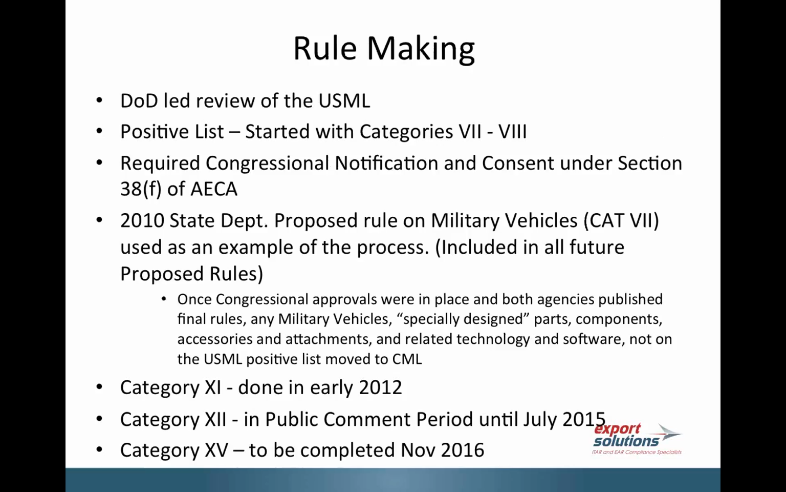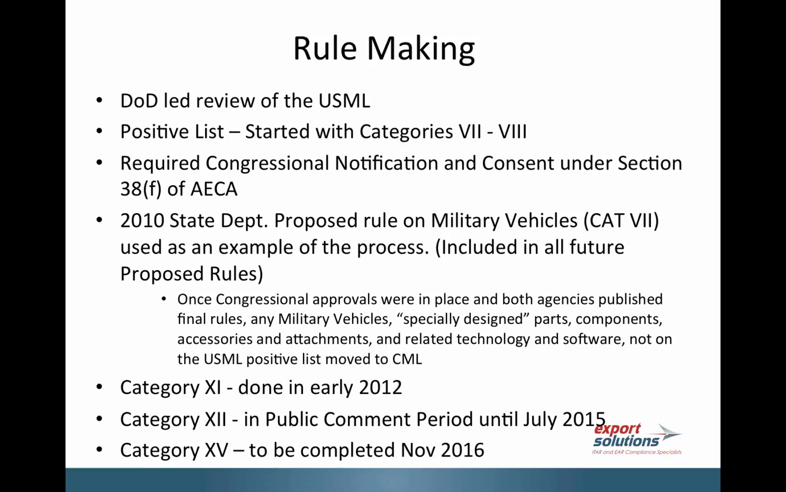Okay, the way the rules came about, the DoD led a review of the U.S. munitions list, USML of the ITAR, International Traffic in Arms Regulations. Where it used to be kind of a nebulous cloud of items in each category, they decided to go with positive lists that say these things are covered under this category, so that you know by elimination which are not. They started with categories 7 and 8. Those are the first ones, basically ground vehicles and aircraft.